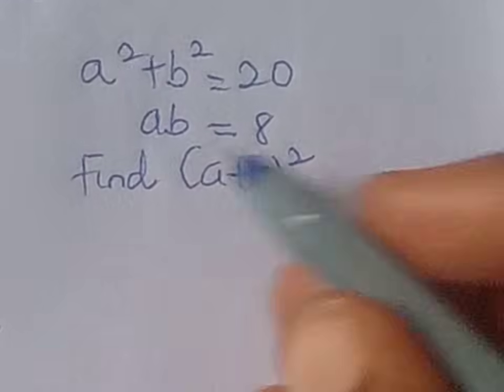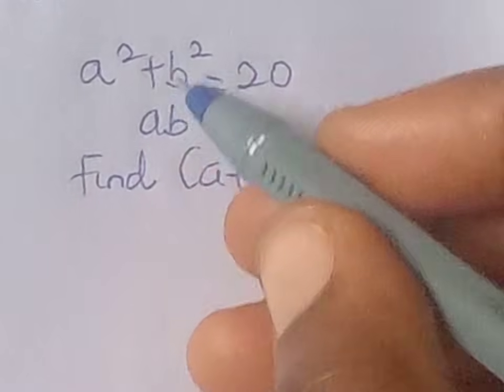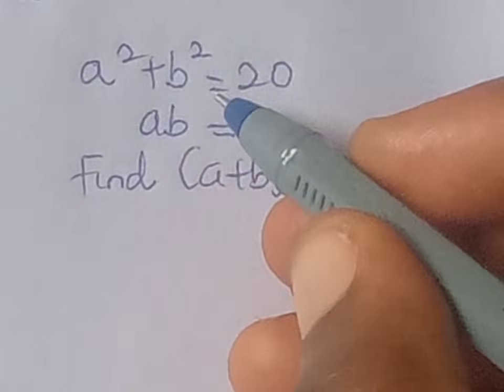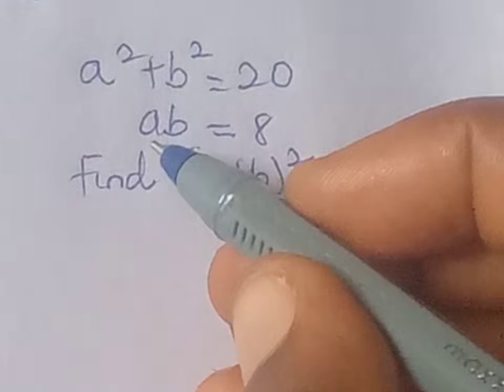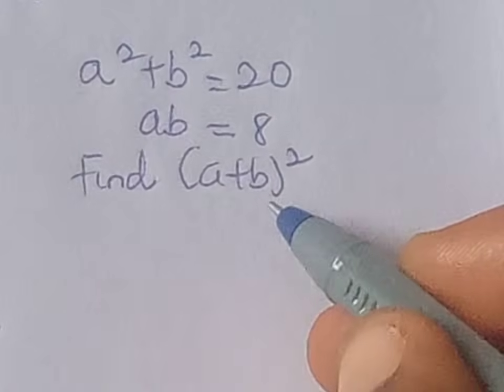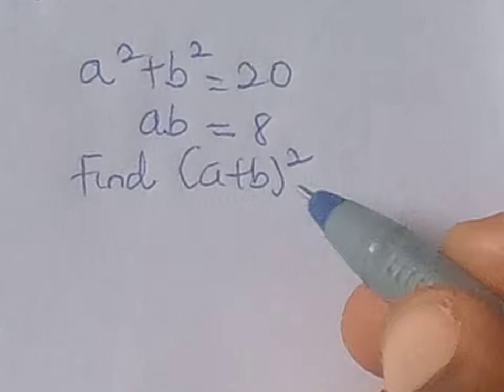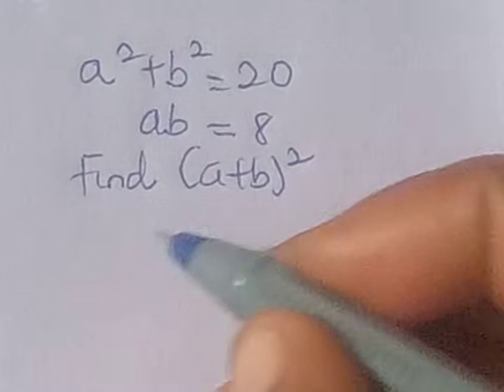Hello everyone, here is an algebra problem which says a square plus b square equals 20 and a times b equals 8. Then here is our task which says find (a plus b) square. Let's solve it together step by step.